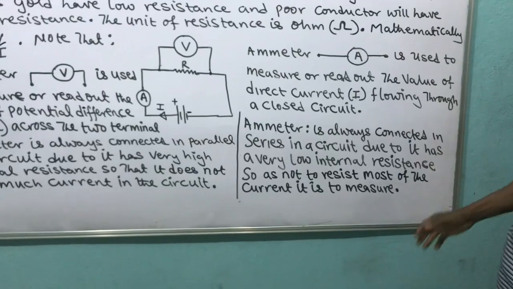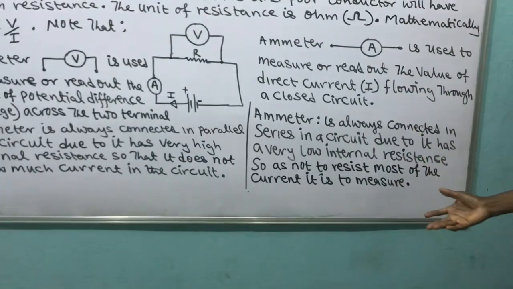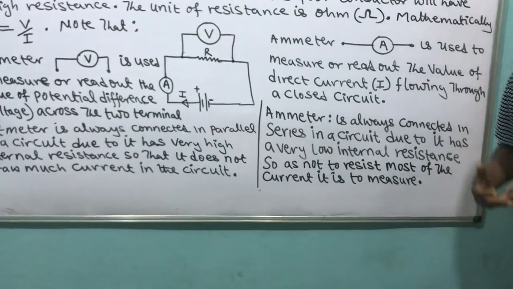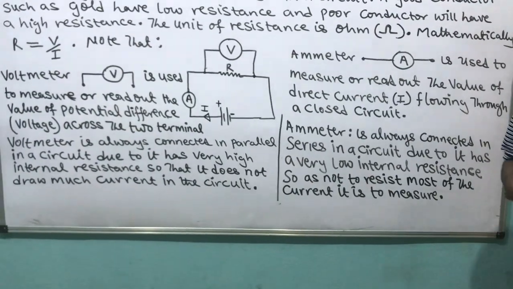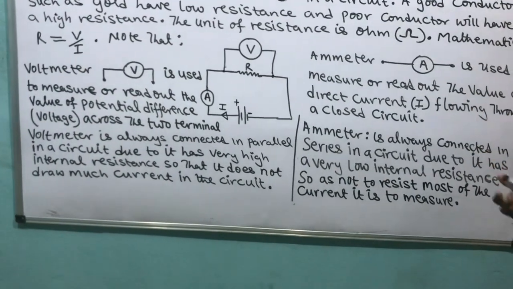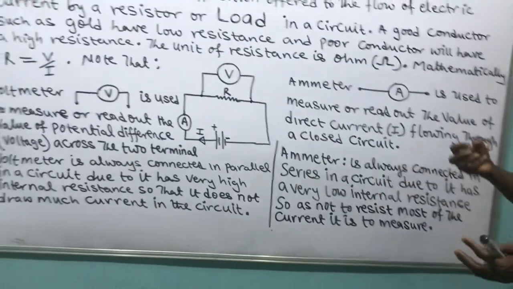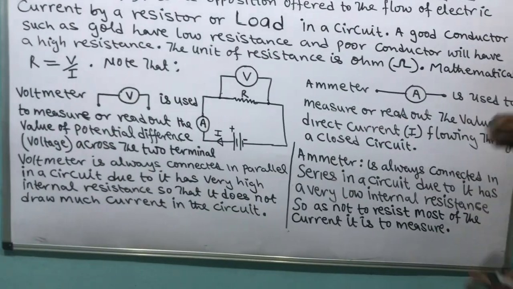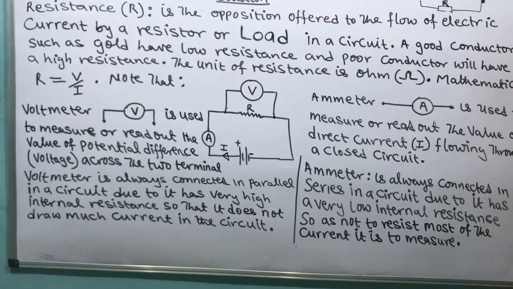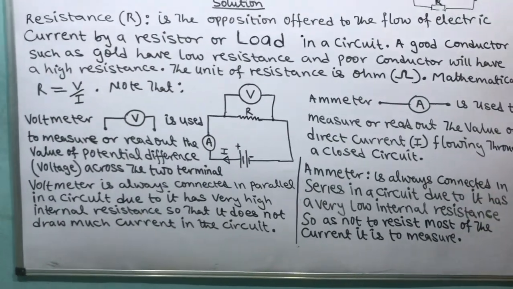Due to its very low internal resistance. Ammeter has a very low internal resistance. So it has nothing to offer, no opposition to the flow of current. Rather, it reads the value of that current out. So it has not much resistance to offer to the flow of current.